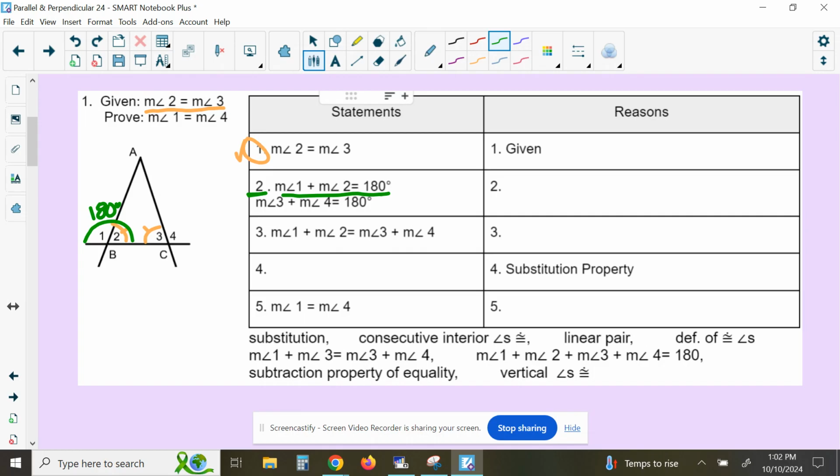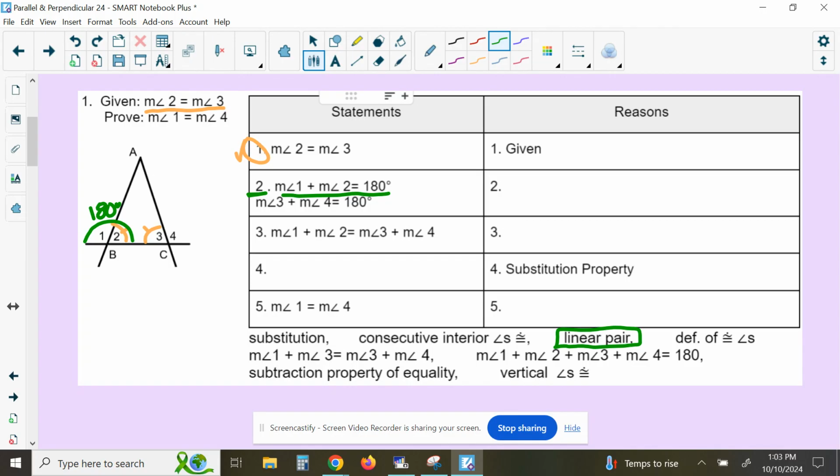Okay. Yes, true. But what is the reason for it? Yeah, remember when it is a half a pizza. Is this a half a pizza? Half a pizza is which one of those options? Linear pair. So that's a linear pair.